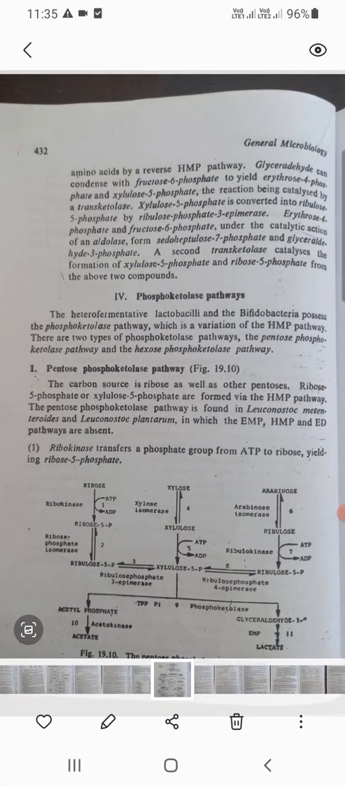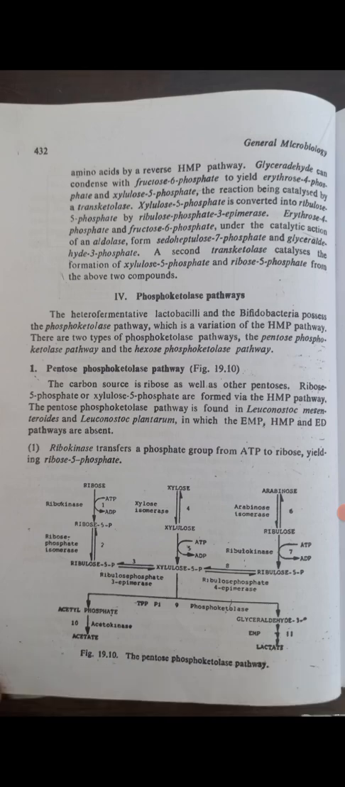The second sugar used is xylose. Xylose is converted into xylulose by the xylose isomerase enzyme. Xylulose is phosphorylated, and ATP is utilized here to give you xylulose 5 phosphate, which is split by the phosphoketolase enzyme into acetyl phosphate and glyceraldehyde 3 phosphate. Acetyl phosphate gives you acetate, and glyceraldehyde 3 phosphate gives you lactate through the EMP pathway.